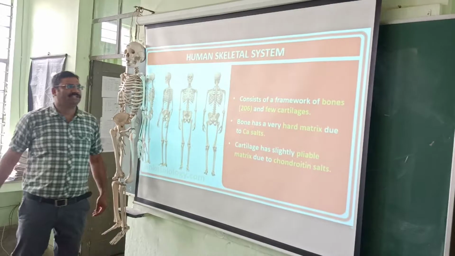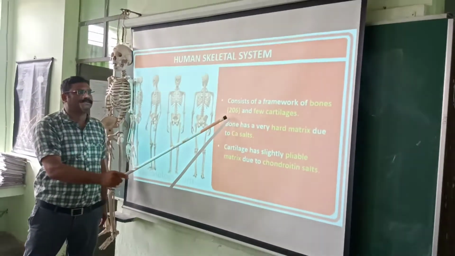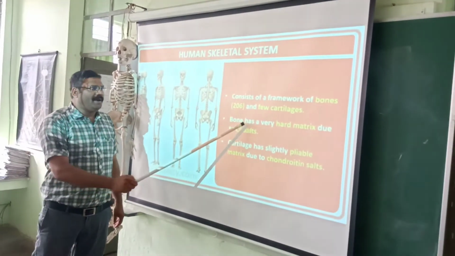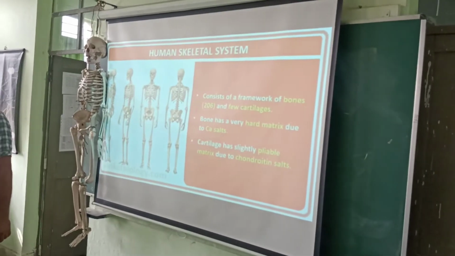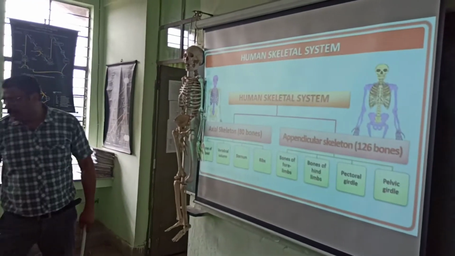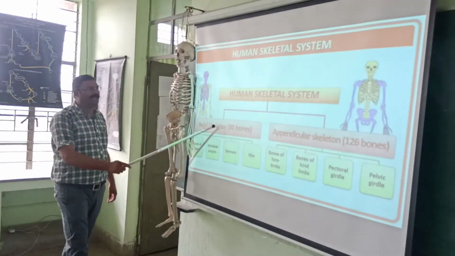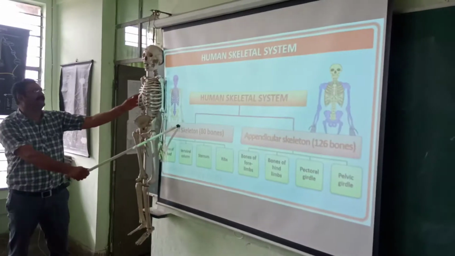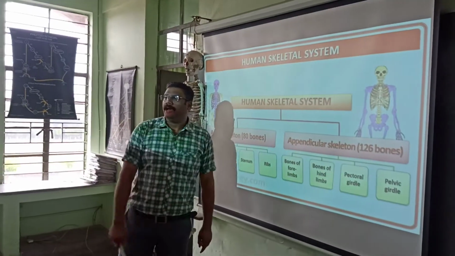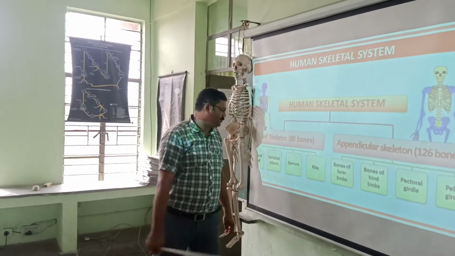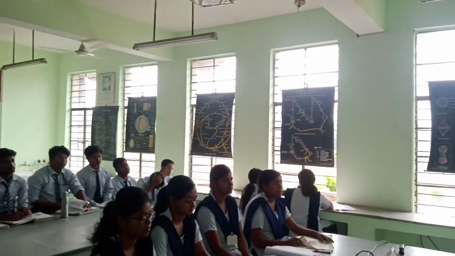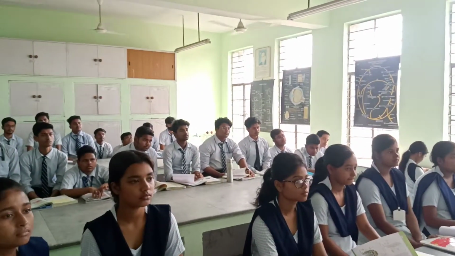The human skeletal system consists of a framework of bones, and the number of bones in a human skeleton is 206. Bone has a very hard matrix due to the deposition of calcium salt. The human skeletal system is divided into two parts. The first one is the axial skeleton, which consists of 80 bones, and the appendicular skeleton has 126 bones. As per the guidance, we have to focus only on the axial skeleton.